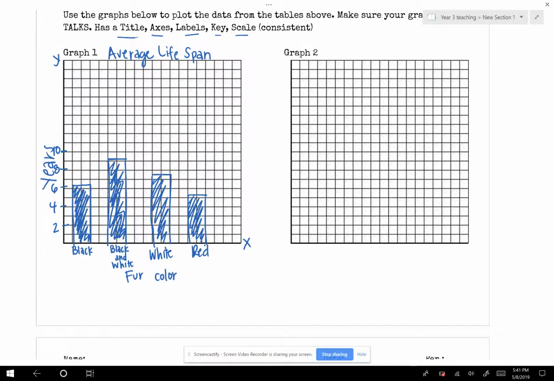And then if I were to go through TALKS, so T, A, L, K, and S, right? I have my scale that is consistent. I have a title. I have my axes that are labeled. I have my labels on there. On this particular one, since it is a bar graph, I do not need a key, so I'm not going to be worrying about the key at all. I'm just going to be moving on into the next graph.